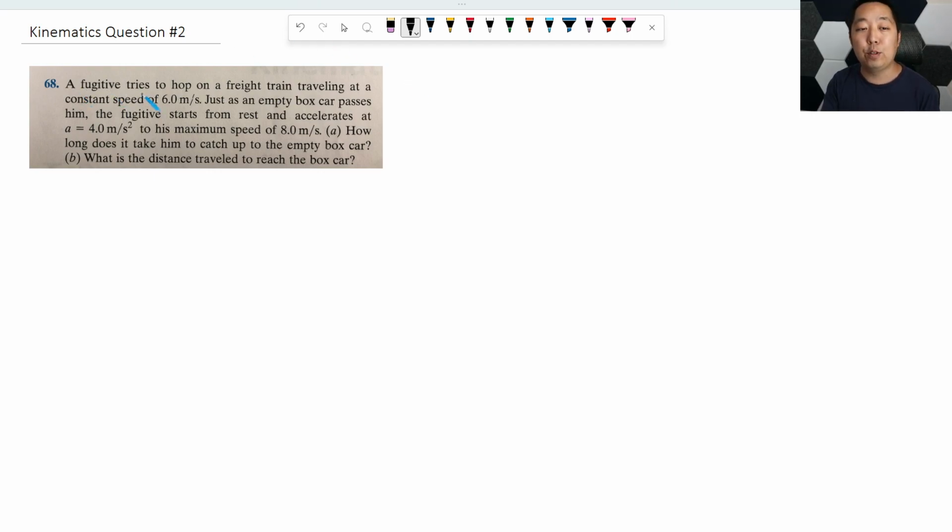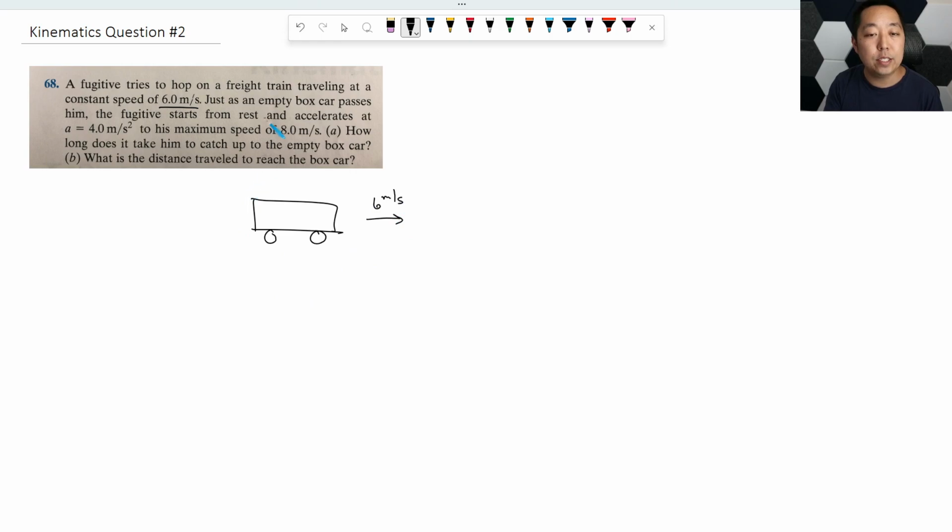So here we have a fugitive who tries to hop on a freight train traveling at a constant speed of 6 meters per second. So we have this little train here, okay? And you don't have to draw a picture, right? You don't have to be as awesome an illustrator as me, okay? So, boom. This is going to go 6 meters per second.